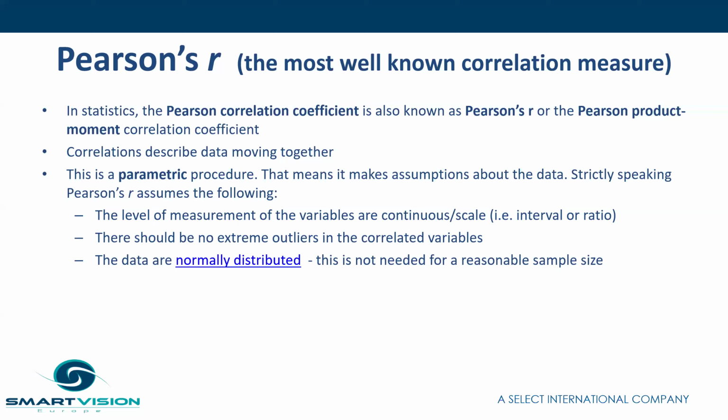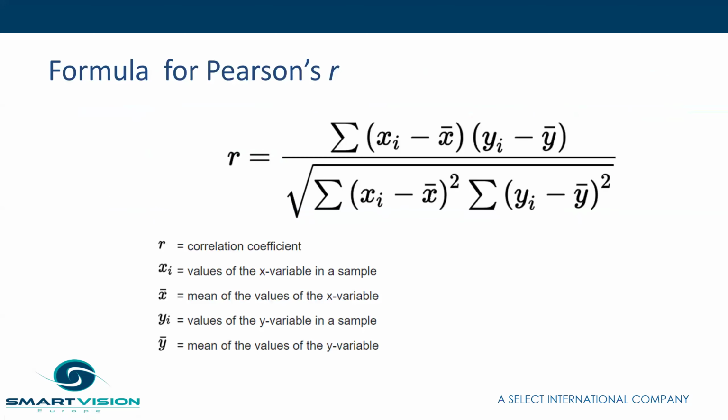It also assumes that there aren't too many extreme outliers in the correlated variables, because we know that affects things. And it assumes the data is normally distributed, but people don't really worry about that too much. If you've got a reasonable sample size of more than 30, 40, 50 records, it's pretty robust with that assumption. That's Pearson's r. That's our default correlation.